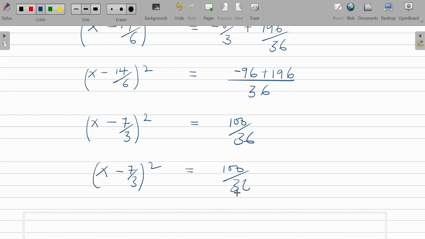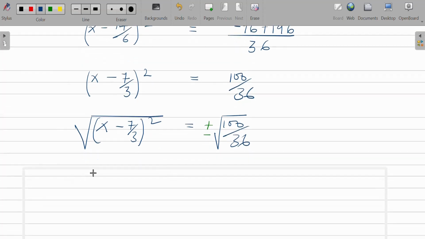We are going to take the square root on both sides. And immediately after introducing the square root, we have to put a plus or minus. Why? Because the square root of any number is either negative or positive. So we should not forget that plus or minus.